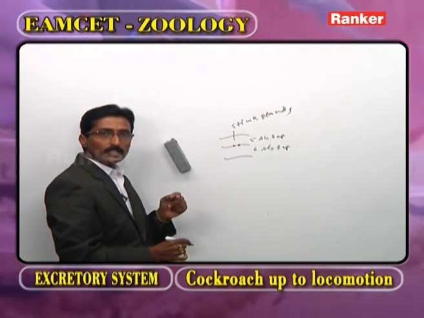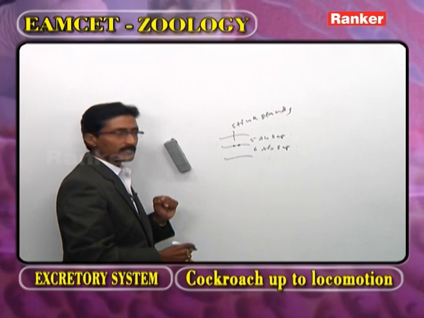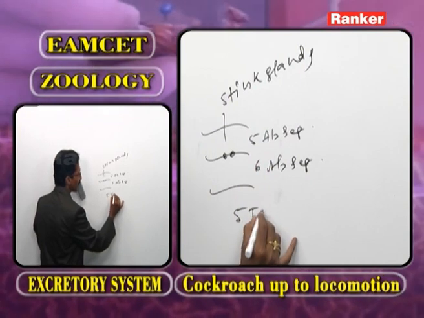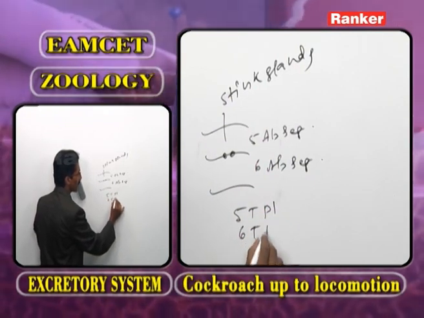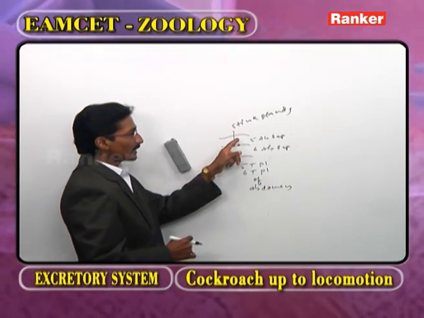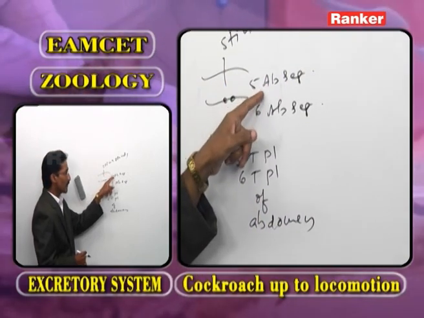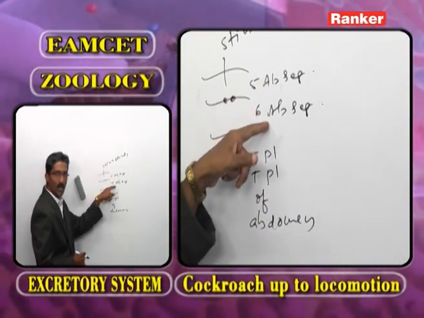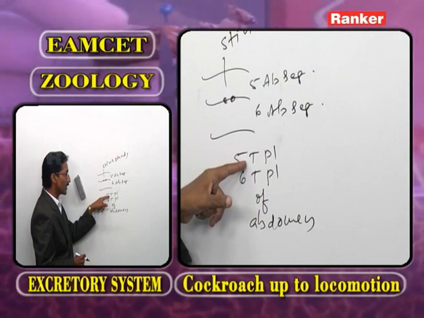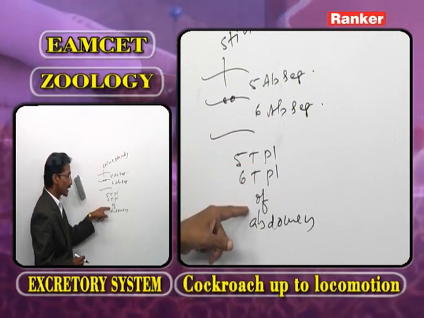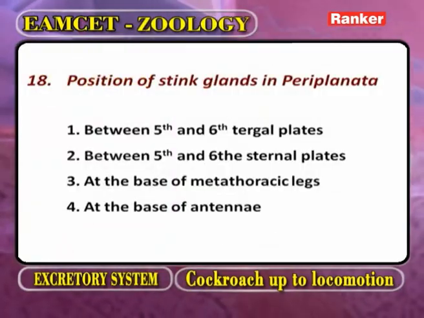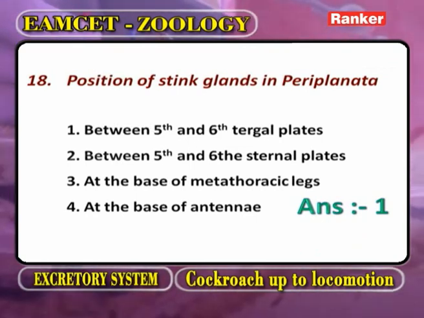This question is also asked like this: the stink glands are also present between 5th tergal plate and 6th tergal plate of abdomen. Both are correct. The stink glands are present between 5th abdominal segment and 6th abdominal segment, or it is also said to be between 5th tergal plate and 6th tergal plate of abdomen. Both are correct. Now what is the correct answer? Between 5th and 6th tergal plates. Now the next question.